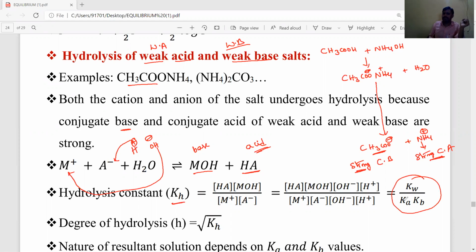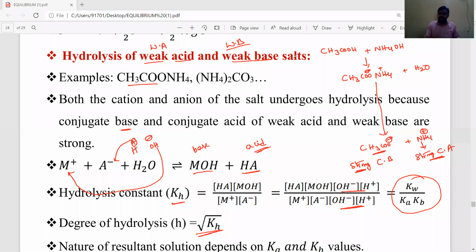equal to Kw by Ka into Kb. We multiply the numerator and denominator with both H plus ion concentration and OH minus ion concentration, and the numerator H plus into OH minus becomes Kw, so it becomes Kw whole by Ka into Kb, and the degree of hydrolysis formula is equal to root over Kh. Now this kind of salt in aqueous solution has what kind of nature? They have either acidic nature or basic nature. So it depends on their acid dissociation constants as well as base dissociation constants.